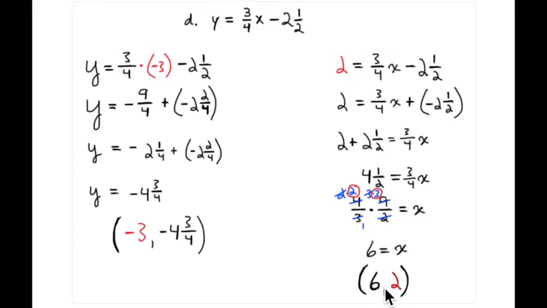So when x is 6, y is 2, or better, when y is 2, x is 6. So these are the 2 points. This is also a point on the graph of this equation, which is a line. And also these 2 coordinates, this x-coordinate and this y-coordinate, are solutions to this equation. They make this equation true.